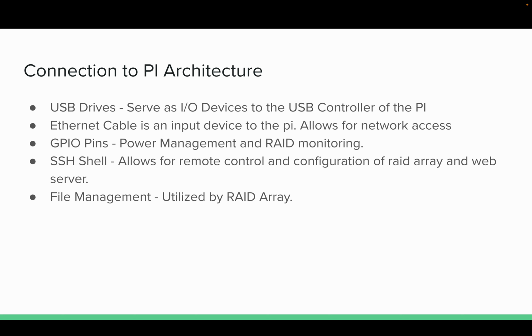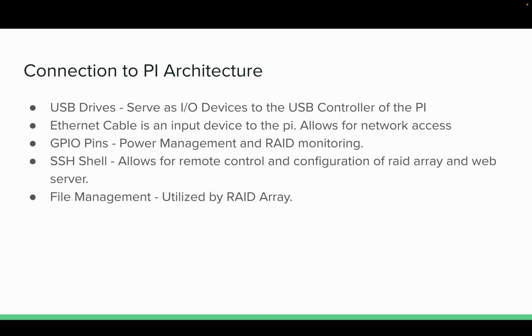Connection to Pi architecture. There are 5 different ways it connects to our Raspberry Pi. One, most importantly, is the USB drives. They serve as an input-output device to the USB controller of the Raspberry Pi itself. The 2 USB drives I use communicate directly with it. Another one is the Ethernet cable. It allows the Pi network access, which is important for a web server.